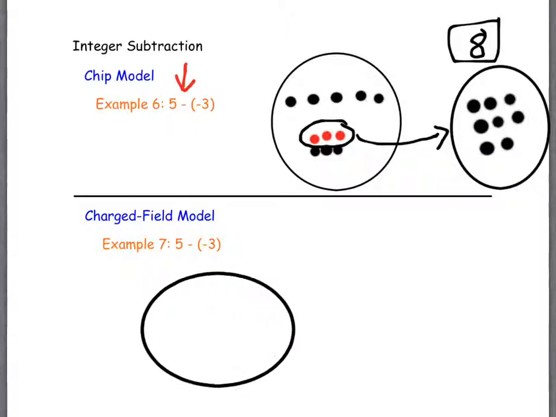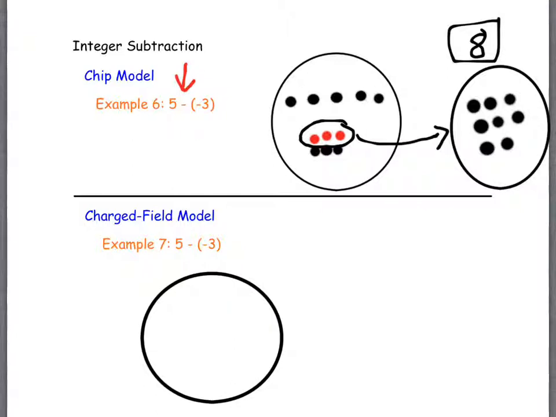So I've got a circle. What's inside my circle to start with? 5 positives. And what does this notation, minus -3, mean? What's the first negative mean? Take away. I'm going to remove. And what is this -3 in this model going to mean? I need to remove 3 negatives, right? So this means remove, and the second part, the -3, actually means the 3 negative charges.